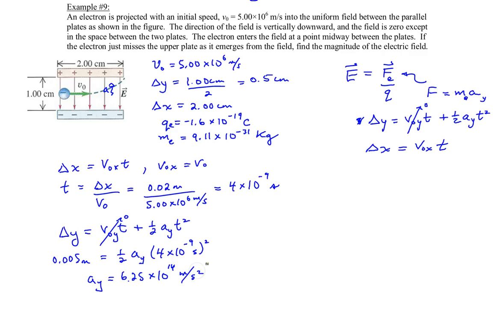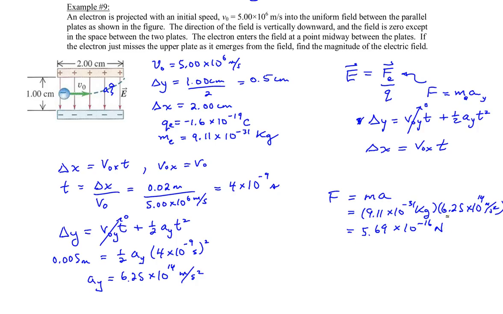So now that we know the acceleration, we can find the vertical force, which is force equals mass times acceleration. Mass of an electron is 9.11 times 10 to the power of -31 kilograms times the acceleration of 6.25 times 10 to the power of 14 meters per second squared. And that will give us 5.69 times 10 to the power -16 newtons.